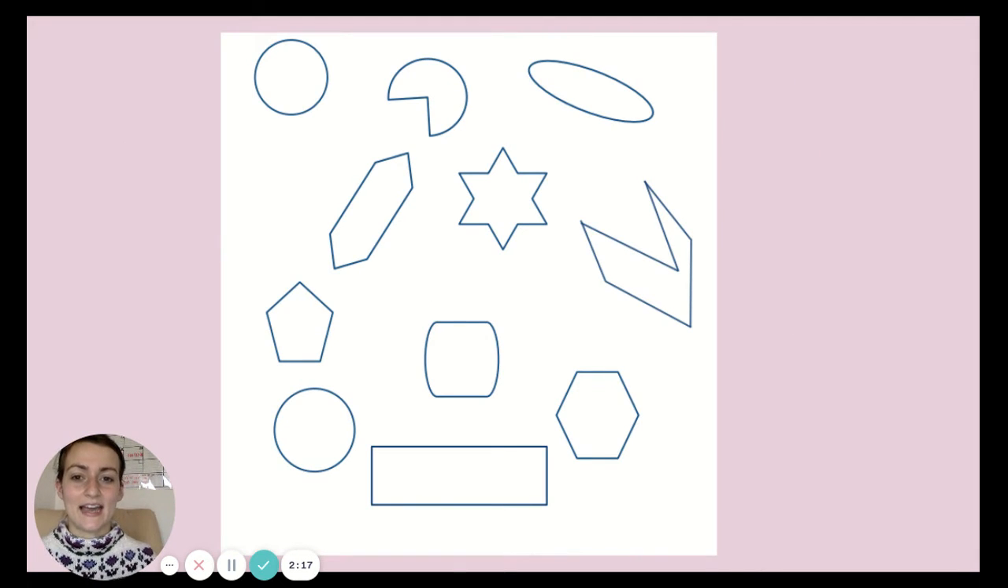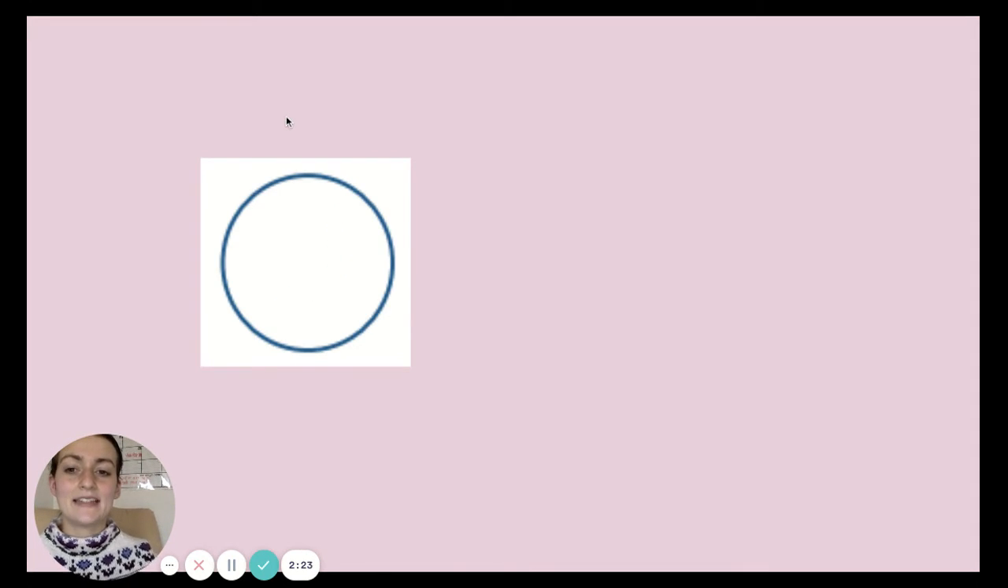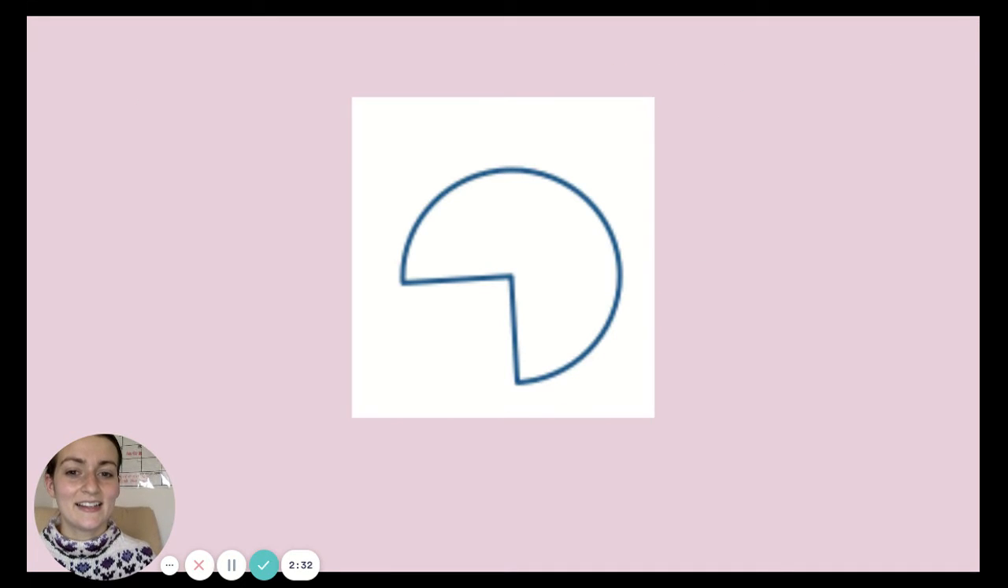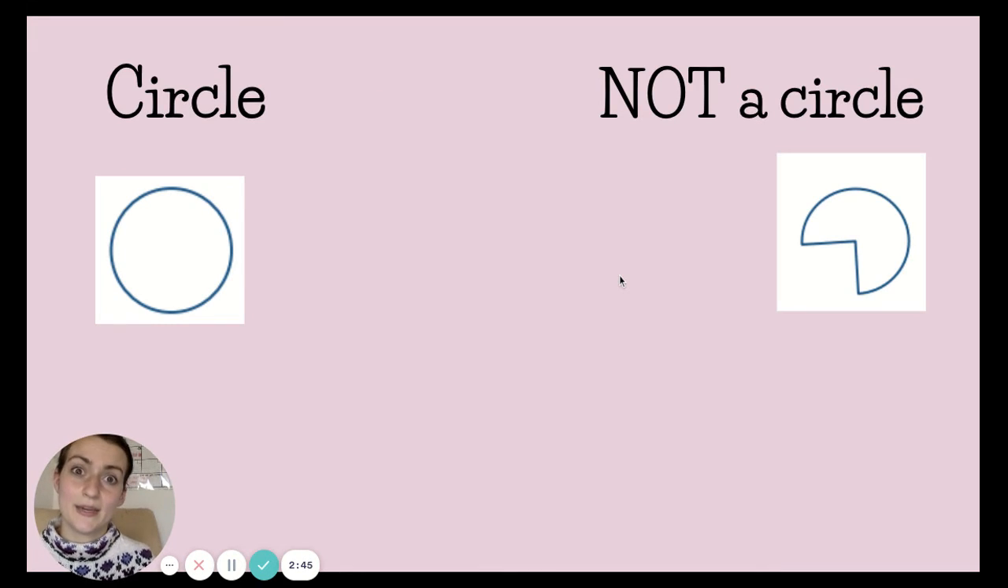Okay, here are our shapes again. Let's organize them and see if we can figure out what shapes we're looking at. Let's start right here. I see a closed, curved line, and it's curved, so that means it must be a circle. This is also a closed shape, right? There are no holes, so it's closed. And I see a curved side, but it also has some straight parts, so that's not going to be a circle.